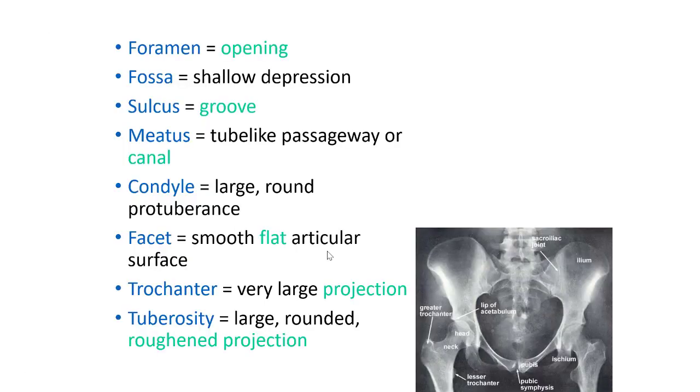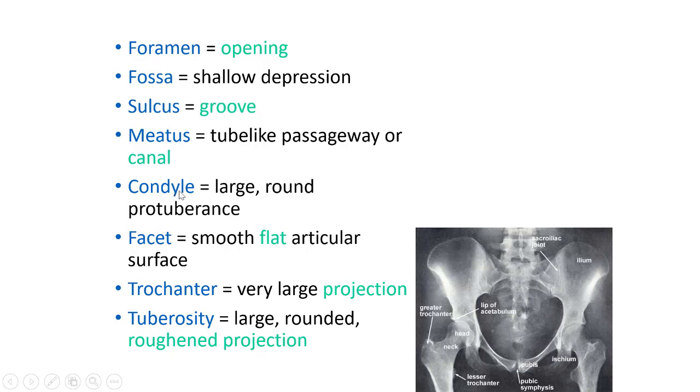We have terms about the bones. When we want to read about a bone, we see a rough part or another part like a groove in the bone. It is necessary that we learn these terms, like foramen, which means opening. Fossa means shallow depression. Sulcus means groove. Meatus means tube-like passageway or canal.